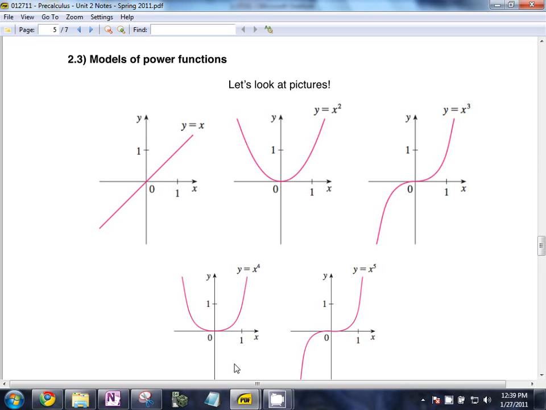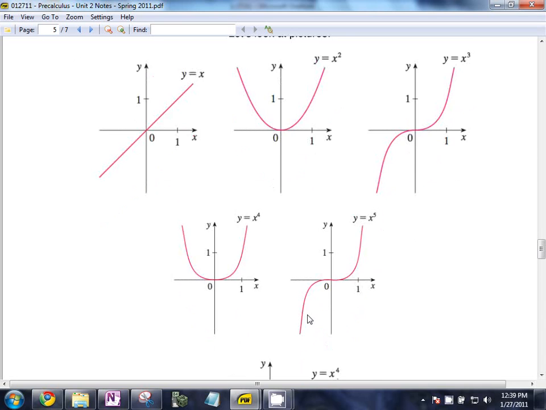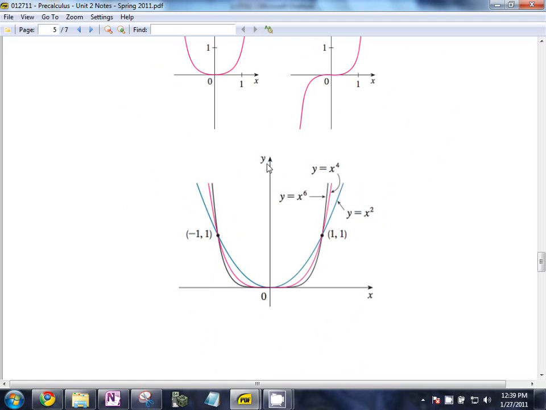What other kinds of power functions could you end up looking like? Here are even-powered power functions. They all pass through what points? (0, 0), (1, 1), and (-1, 1). Because what is 1 to the 10th? 1. What's 1 to the 100th? 1. 1 to any even power is 1, and negative 1 to any even power is 1. So you're always going to pass through those points.